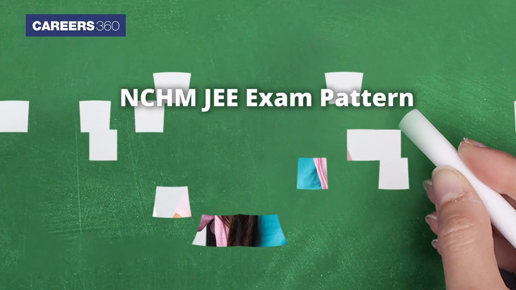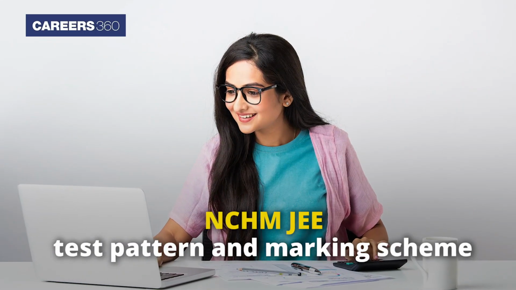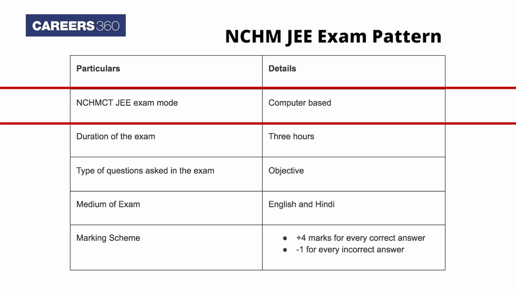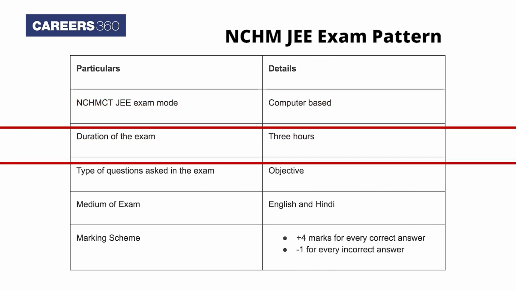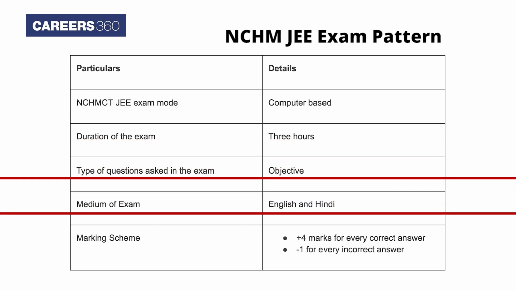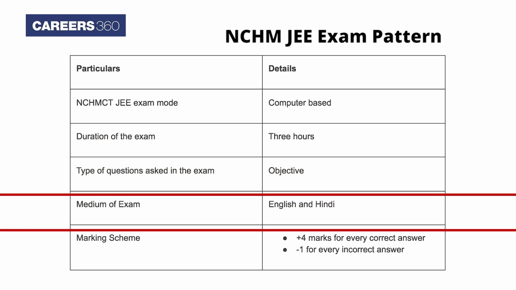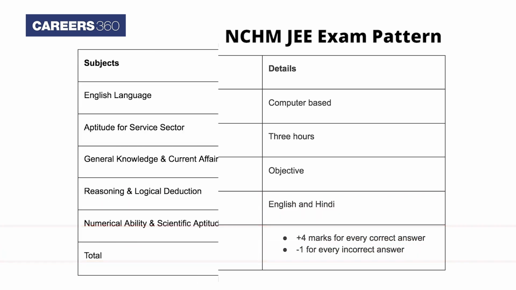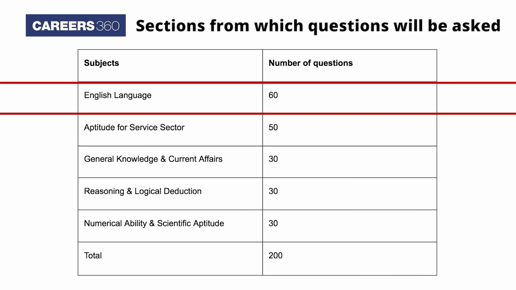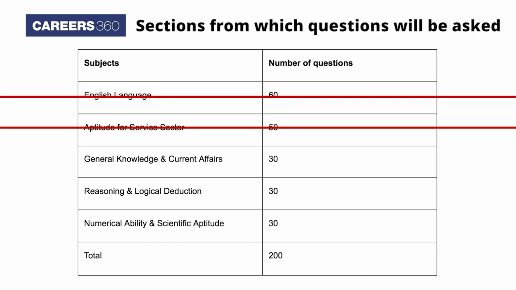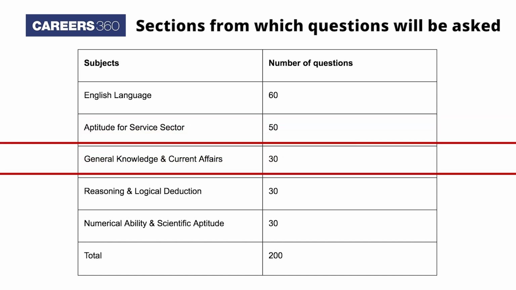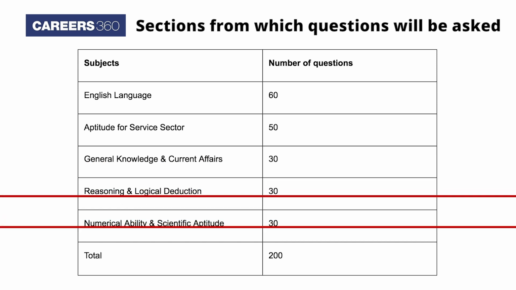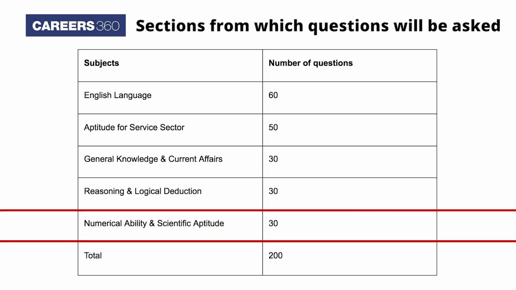NCHM JEE exam pattern. Let us check in detail the NCHM JEE test pattern and marking scheme. Exam mode: computer based. Duration of the exam: 3 hours. Types of questions asked: objective. Medium of exam: English and Hindi. Marking scheme: +4 for every correct answer, -1 for every incorrect answer. Sections from which questions will be asked: English language 60, aptitude for service sector 50, general knowledge and current affairs 30, reasoning and logical deduction 30, numerical ability and scientific aptitude 30.